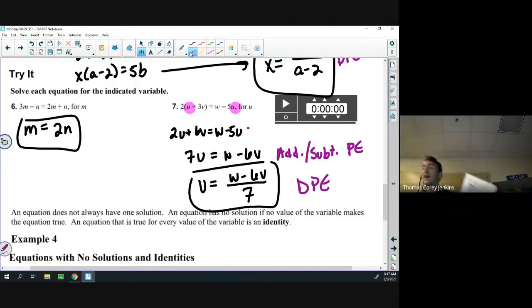All right. So like I said, these literal equations are probably the toughest ones on your homework, but we can look at more if we need to. Okay. Any questions before we move on?